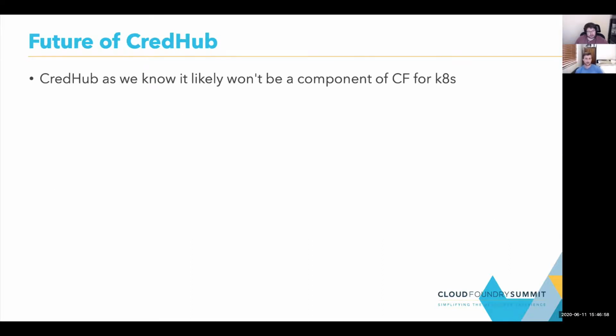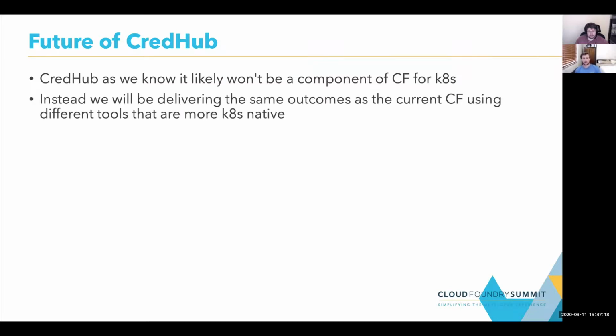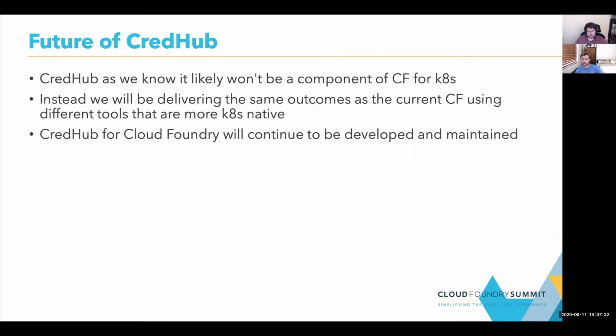Yep, so that brings us to the question of what's the future of CredHub in the K8s world? If you notice, we haven't been using the word CredHub specifically in the CF for K8s stuff that we're talking about. And that's because we don't think that CredHub, as we know it with the name CredHub, will likely be a component of CF for K8s. Instead, we'll be delivering pretty much the same outcomes as the current CredHub for CF, sorry about that. But we want to use more K8s-native tools so that customers and developers are able to use the same language that they are used to talking to Kubernetes in order to deal with their secrets and make it a more K8s-based approach.